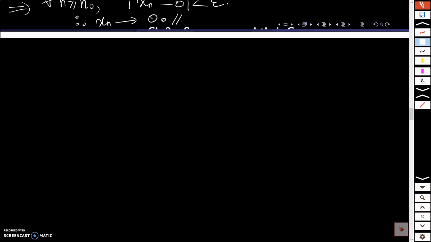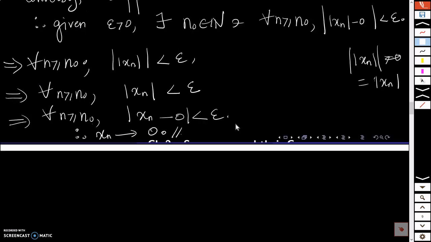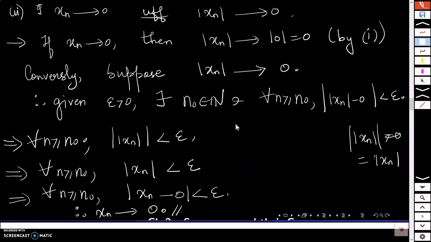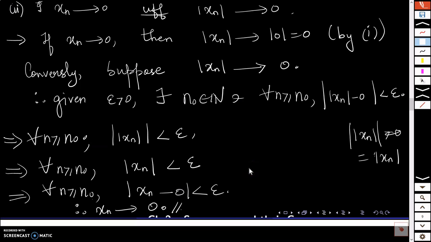I hope that's clear. So these were some properties of convergent sequences. There are some more properties to be discussed, which I will include in the next lecture.